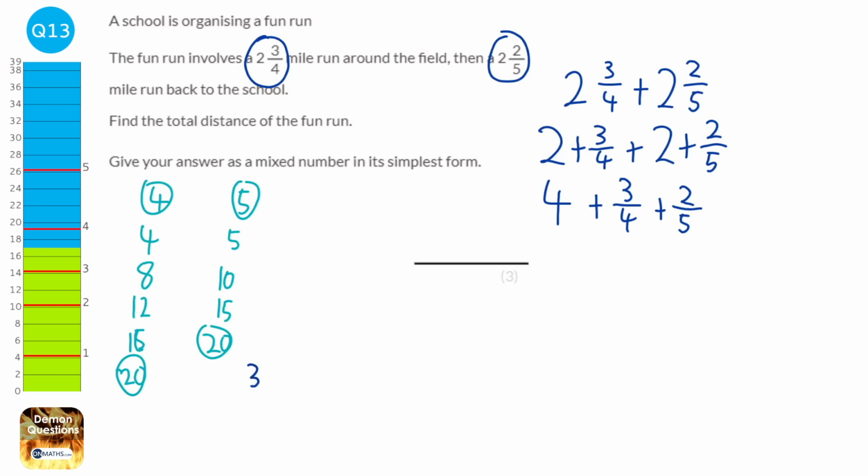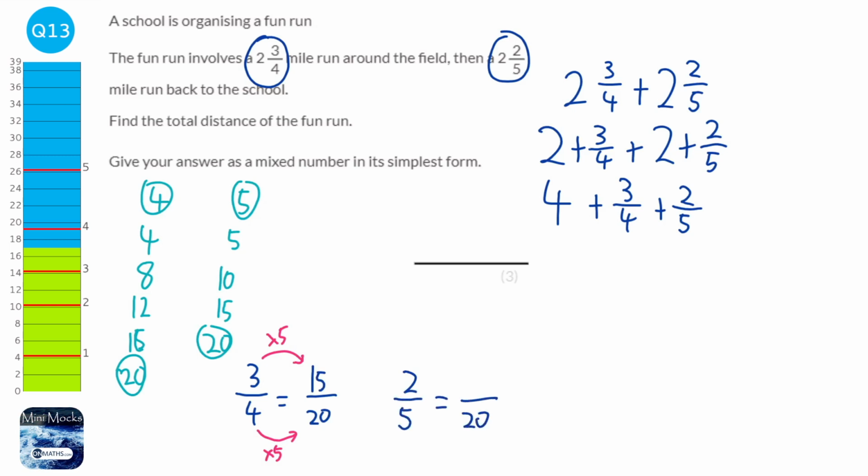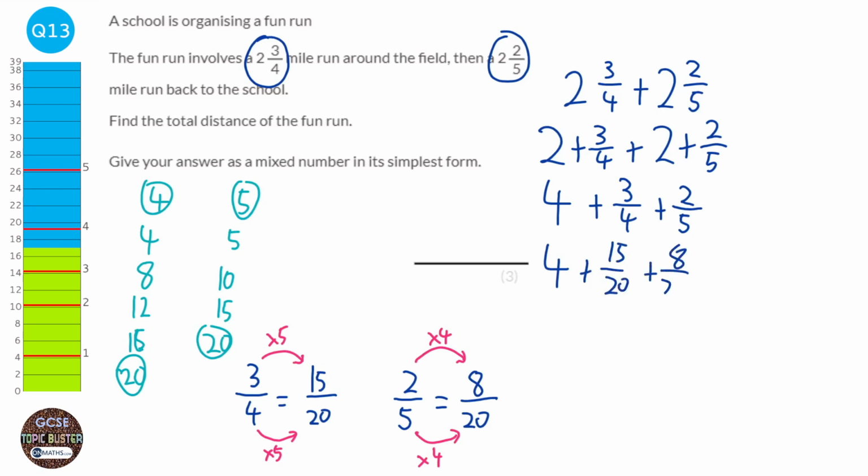Now for 3/4, to get the bottom to equal 20, we need to times the 4 by 5. And whatever you do to the bottom, you've got to do to the top, so times that by 5 as well, which will be 15. And for 2/5, we get that bottom to 20, so we times that by 4. And so we've got to times the top by 4 as well, to make it 8. So it's going to be 15 over 20 plus 8 over 20.